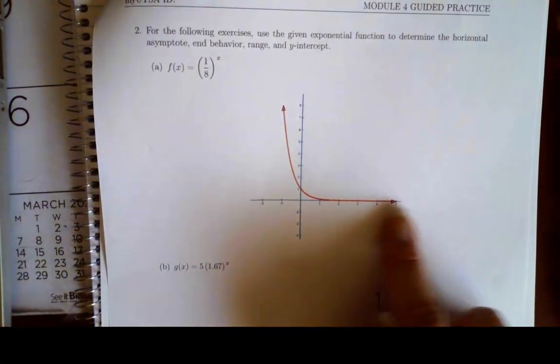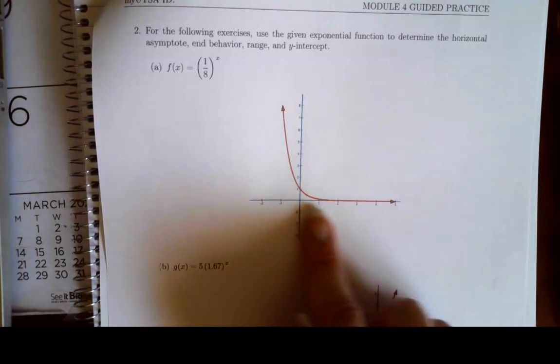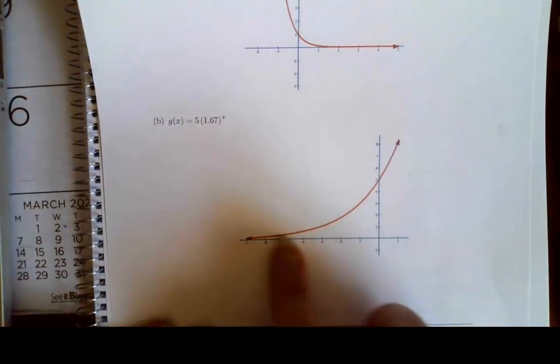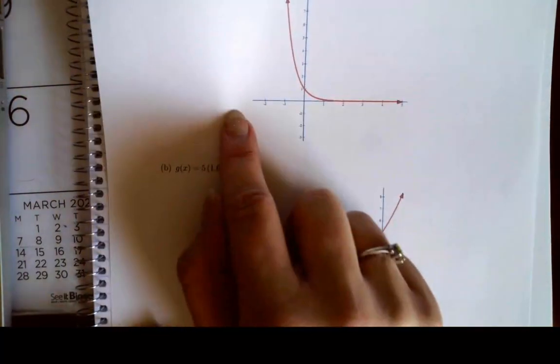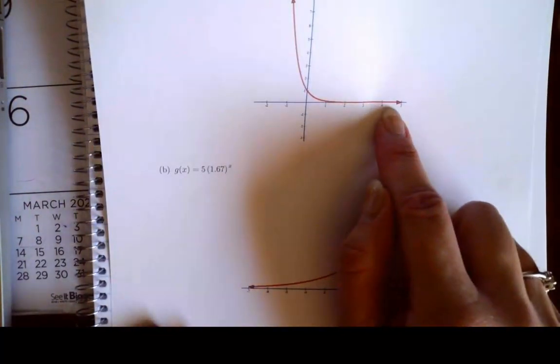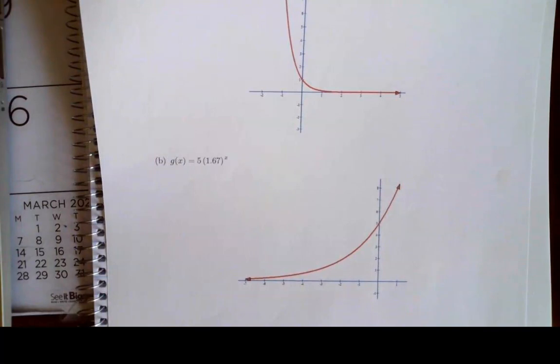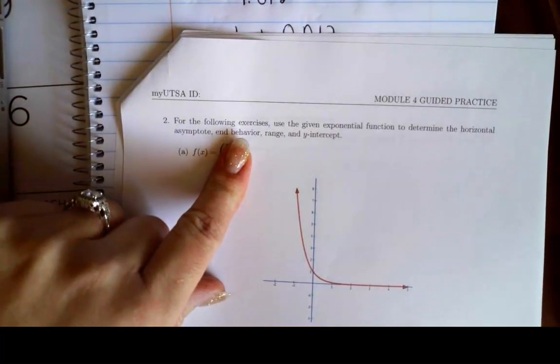Is there a line that's imaginary that's guiding your graph? So if you look at that one, if you look at this one, is there an imaginary line that's guiding your graph? So in both cases, I could have a horizontal line that would slice through the y-axis at 0. And that is going to be your horizontal asymptote.